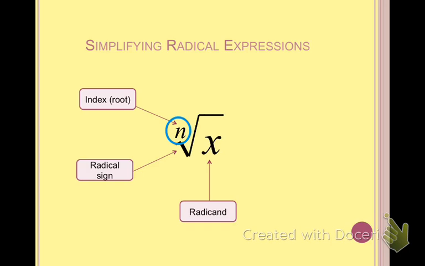The radical sign, which is this symbol here, is written as such. And then the portion that's underneath the radical sign is referred to as the radicand.